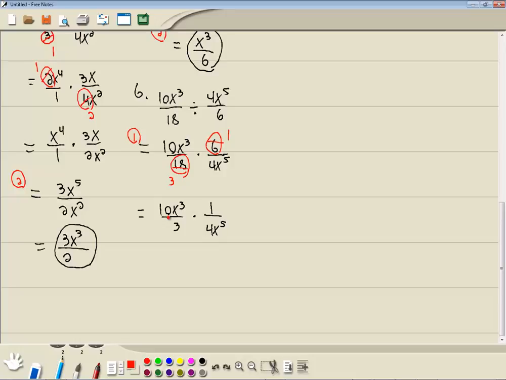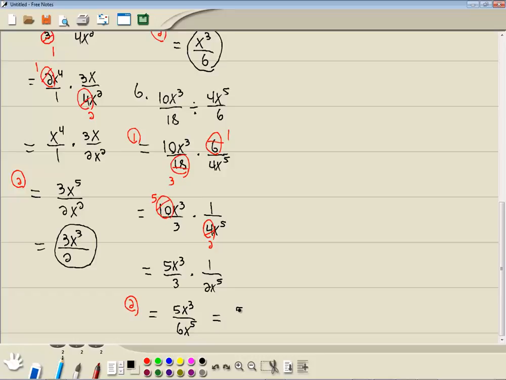Well, I see the 10 and 4. Those would be good ones to work with. Both of those are divisible by 2. 10 divided by 2 is 5. 4 divided by 2 is 2. So we're going to have 5x to the third over 3 times 1 over 2x to the fifth. Now, number-wise, probably not much we can do. We've got a 5 and 3 here, we've got a 5 and 2 here, so we can't do anything else. Let's go ahead and merge this together into a single fraction. That's step 2 of multiplying fractions, and then we'll simplify the x's. 5 times 1 is 5, so we've got 5x to the third. 3 times 2 is 6, and we've got x to the fifth.